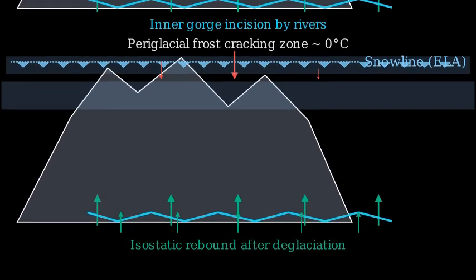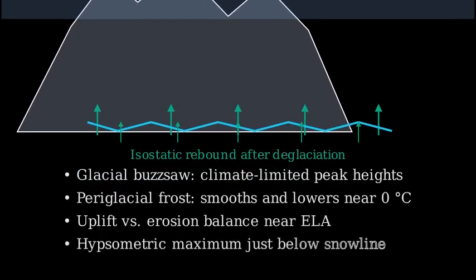To summarize, 1. Climate sets a snowline, and glaciers above it erode quickly, trimming peaks near that level. 2. Periglacial frost cracking around the freezing zone smooths and lowers high surfaces just below the line. 3. Tectonic uplift supplies rock upward, but erosion near the snowline often keeps mountain heights in check. 4. Over many cycles, ranges develop abundant area near the snowline with deep U-shaped valleys below.